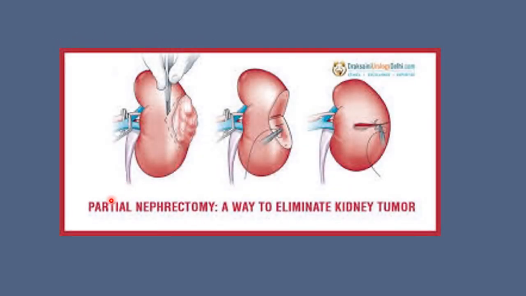Okay, this diagram shows partial nephrectomy, a newer way to eliminate kidney tumor and preserve the part of the kidney that is not affected by the tumor. Okay, the tumor is locally excised and then it is sutured and the wound is closed.